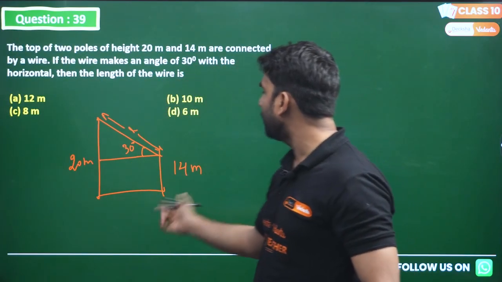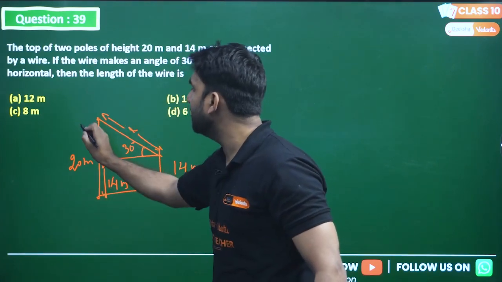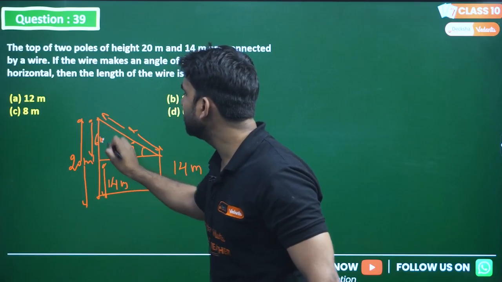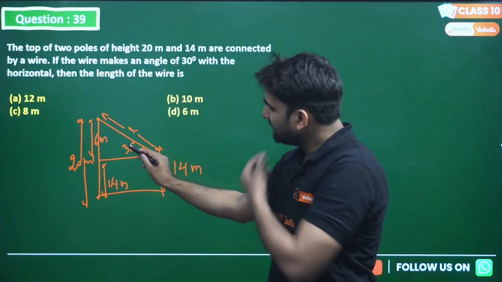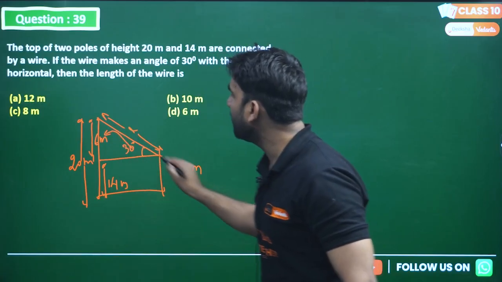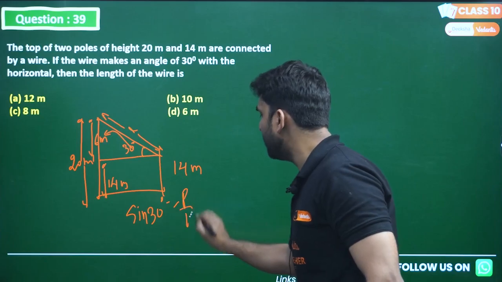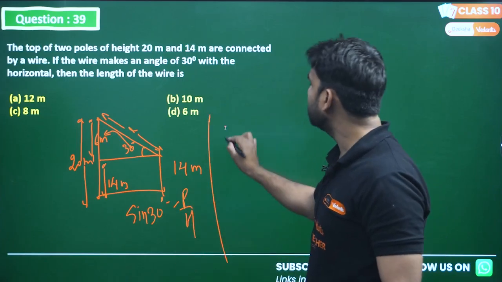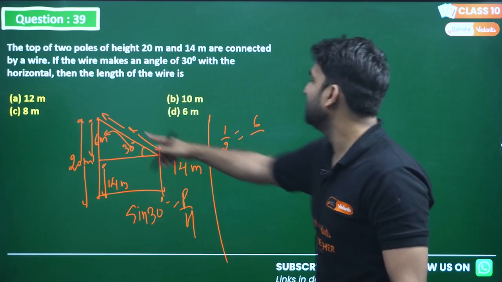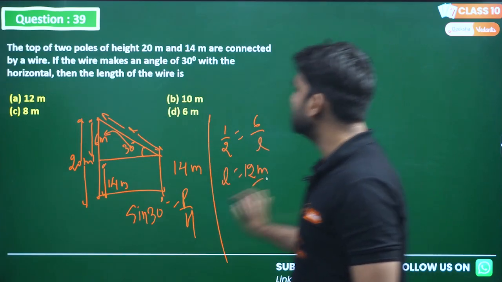So if this is 14 and the whole is 20, what will be the value of this? 6 meter, right? For this 30 degree angle, this is the perpendicular, and we want the hypotenuse. So can you apply sine 30? Sine theta is perpendicular by hypotenuse. Sine 30 is 1 by 2, perpendicular is 6 meter, and this L we don't know. So can we cross multiply? 6 times 2 is 12 meter, answer.